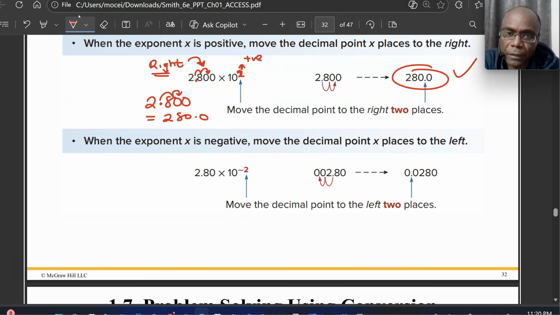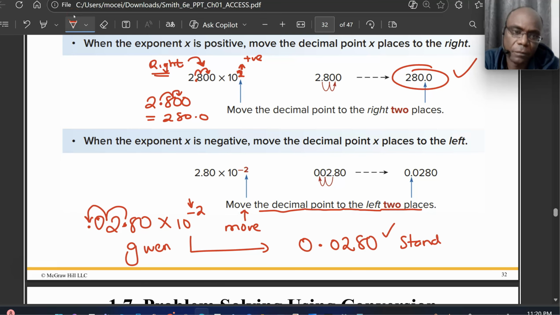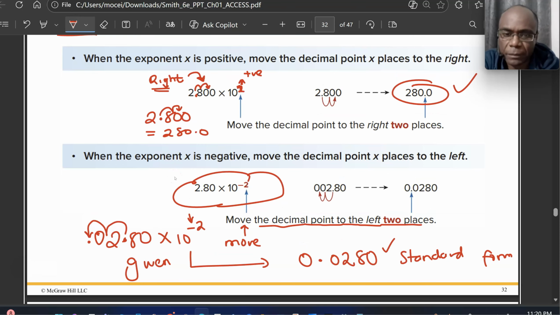Okay, so this is the scientific notation given. When the power is negative like this, that means we need to move the decimal point to the left 2 places. So the decimal point is here, so we go 1, 2. It lands here. So there's going to be a 0 here, and then we put our period, and the answer will be 0.0280. This will be the standard form of this scientific notation. Let us do some examples.